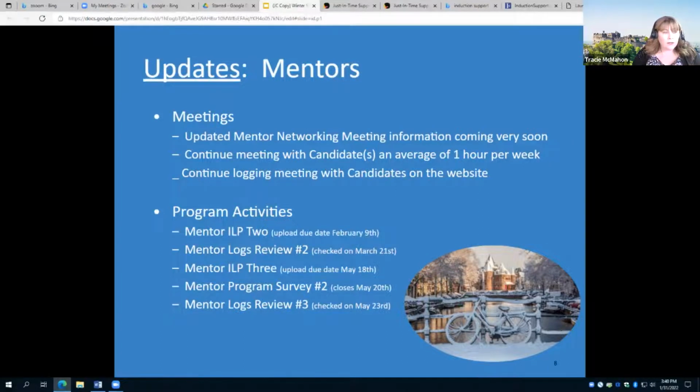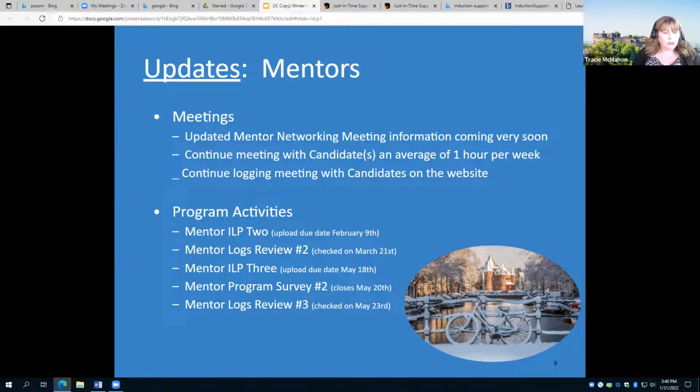And also, make sure you're continuing to meet with your candidates 1 hour per week. And big important thing here, especially coming up right now, continue to log those meetings. So you may be meeting with them every Friday at 2, but if you're not putting it in the log with them, we don't know. And so when we go to look, it looks like nothing's happening. So please make sure that's the expectation, that those logs are getting put in every week, so that it's always up to date.